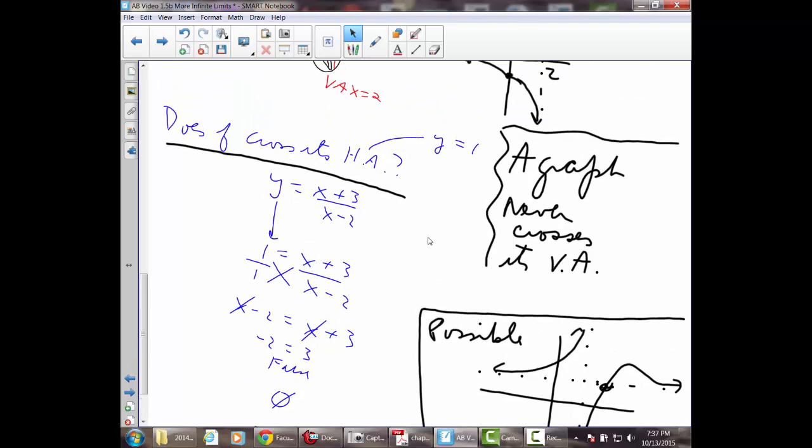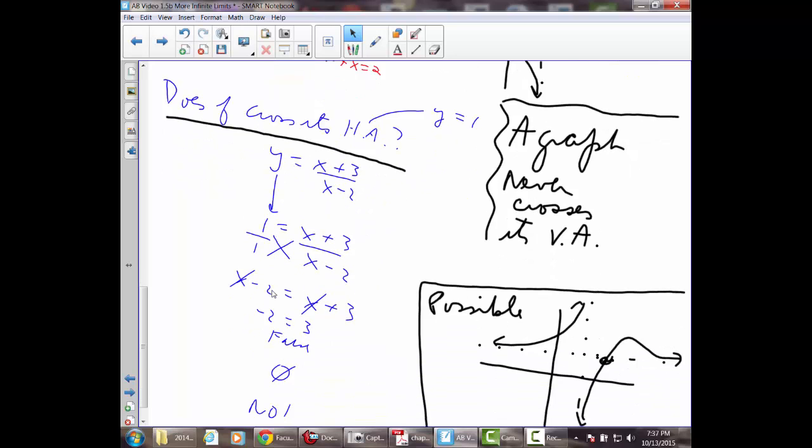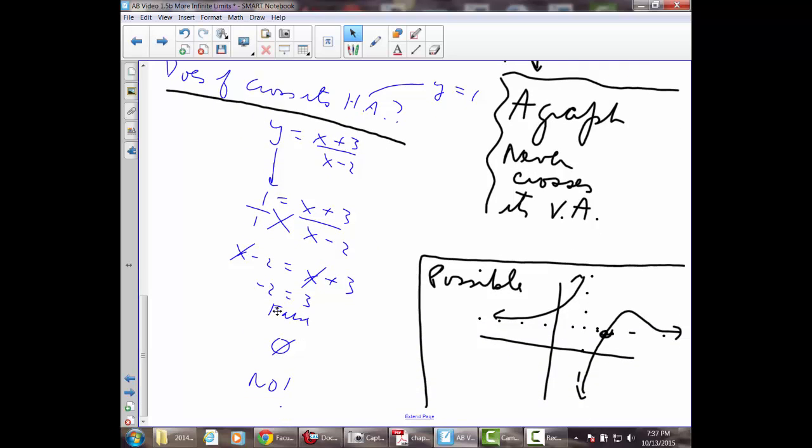So you should always ask yourself, does it cross the horizontal asymptote? Now, our horizontal asymptote is y equals 1, so simply take the function, replace y by 1, and try and solve.